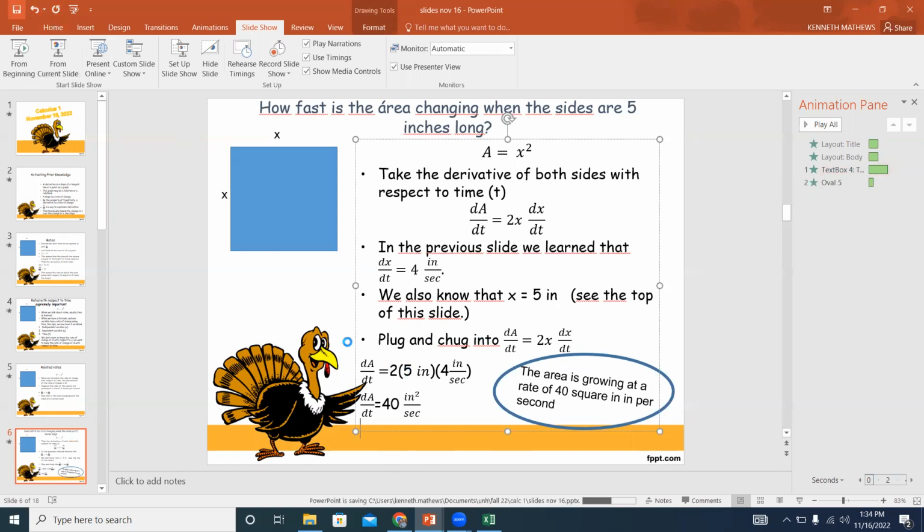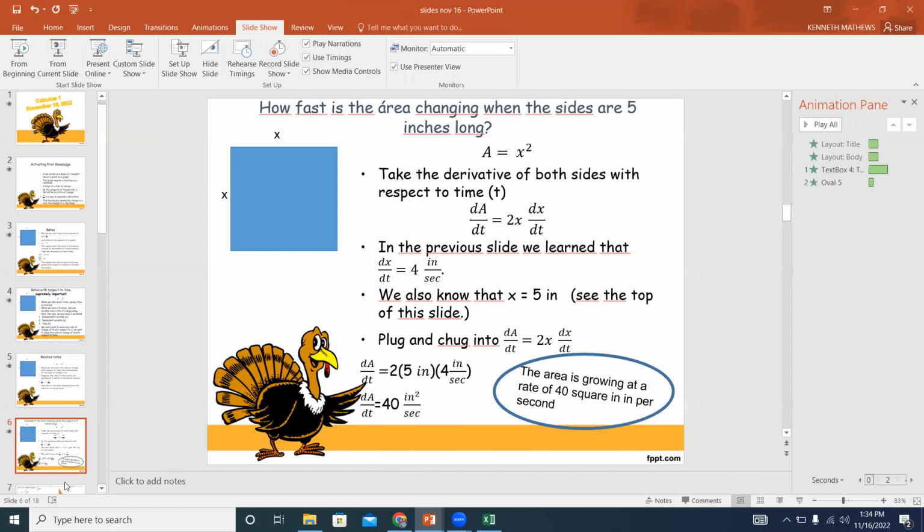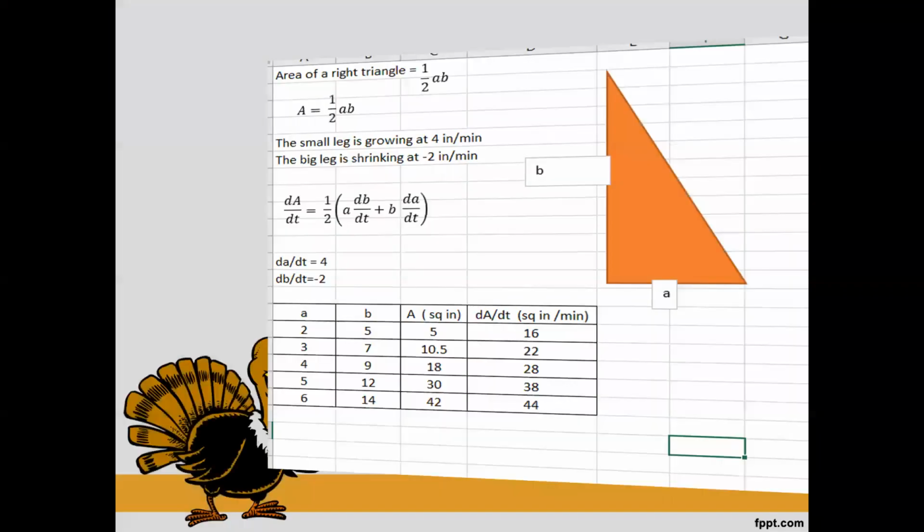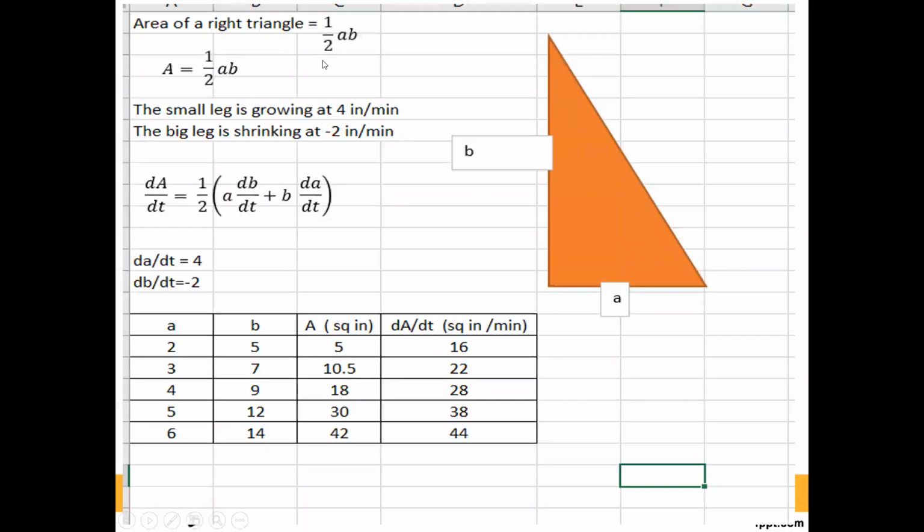Okay, so now I'm going to the next slide. Now, here's another way to think about it. Suppose we have the area.